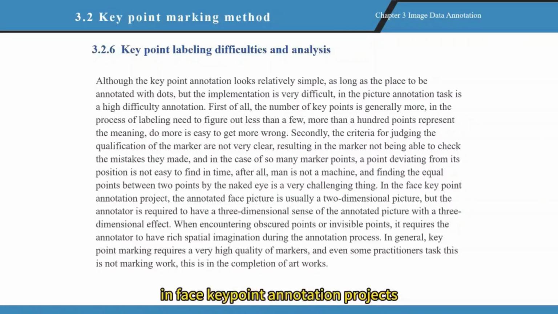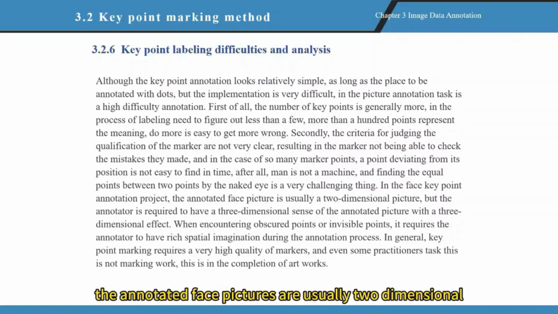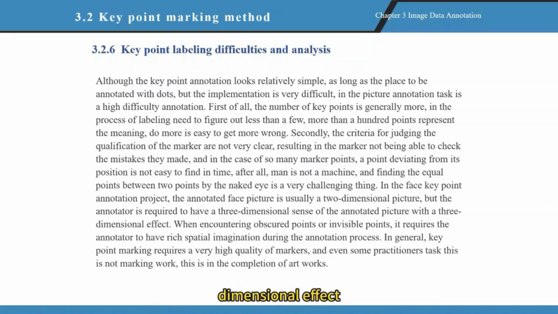In face key point annotation projects, the annotated face pictures are usually 2-dimensional, but annotators are required to have a 3-dimensional sense of the pictures with a 3-dimensional effect. When encountering obscured or invisible points, annotators need rich spatial imagination during annotation. Generally, key point marking requires markers with high-quality skills, and some practitioners even consider it more like creating artworks rather than just marking work.